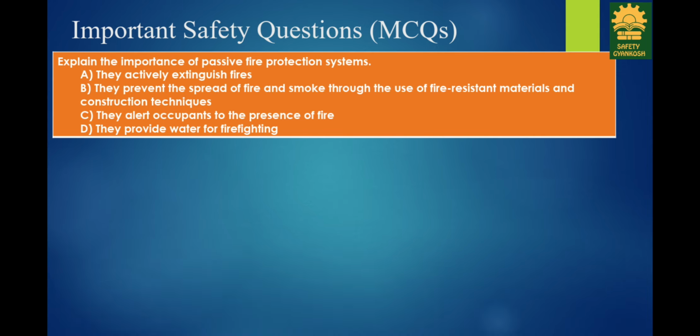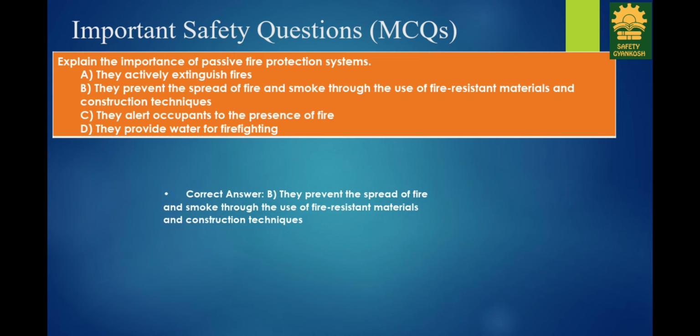Explain the importance of passive fire protection systems. A. They actively extinguish fires. B. They prevent the spread of fire and smoke through the use of fire resistance material and construction techniques. C. They alert occupants to the presence of fire. D. They provide water for firefighting. See, the correct answer is B.